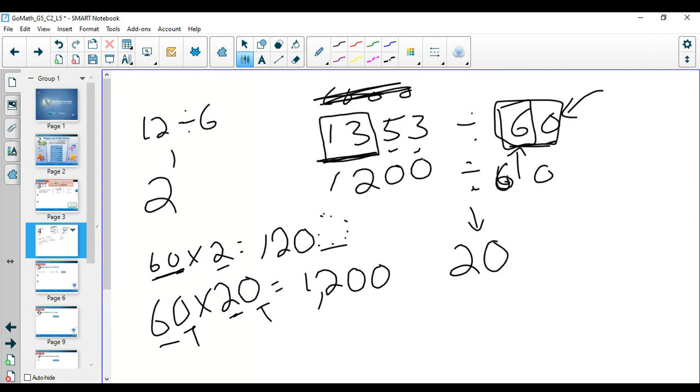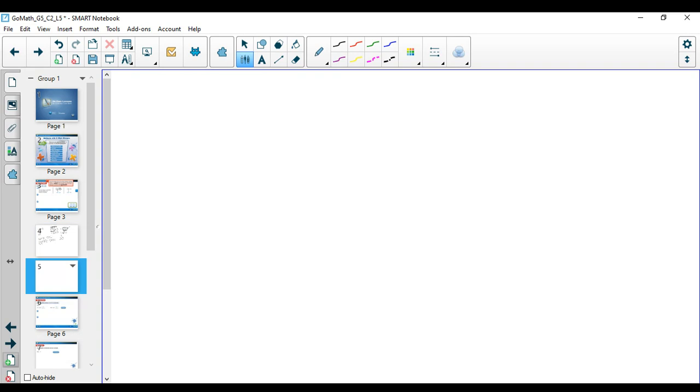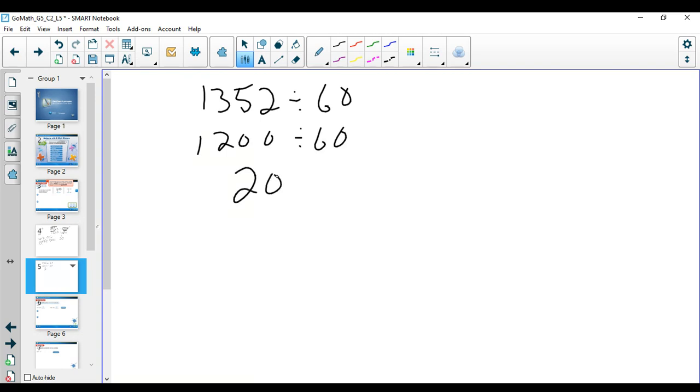Now, if you paid attention, it didn't just want one estimate, it wanted 2 estimates. So we already did 1,200 divided by 60 was 20, right? So now we need to think about this again, and we need to say, well, if we have 1,352, we're going to keep 60 at 60.